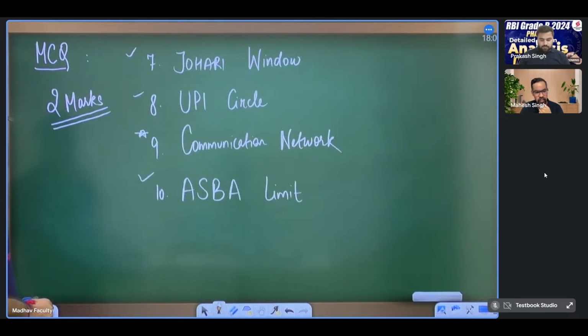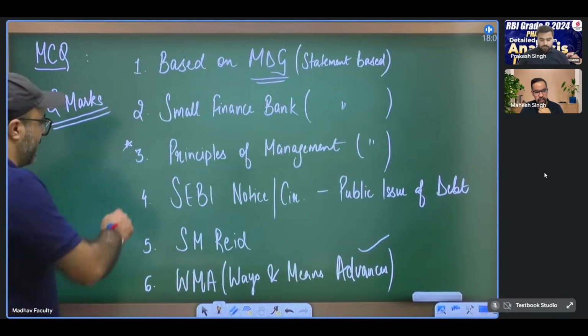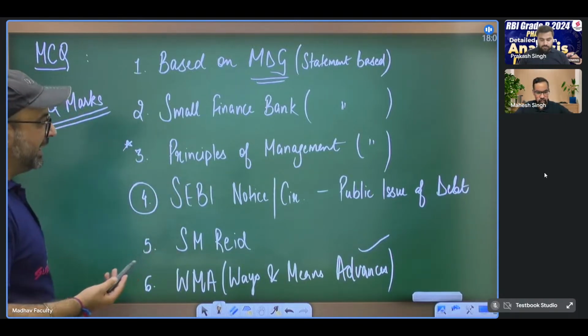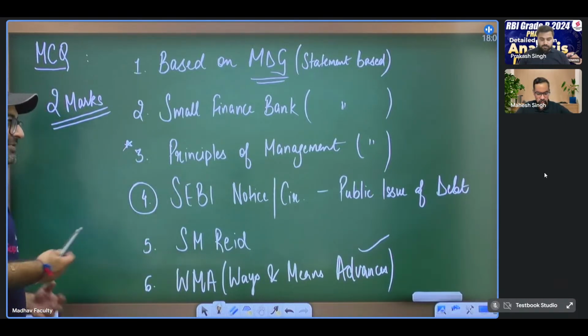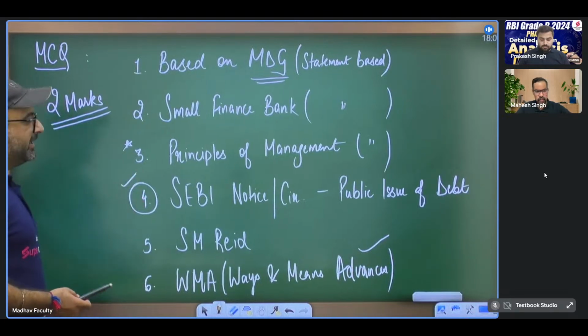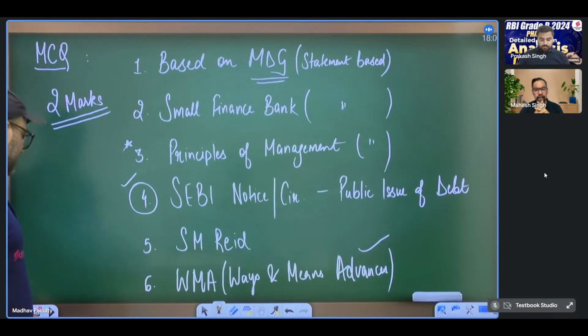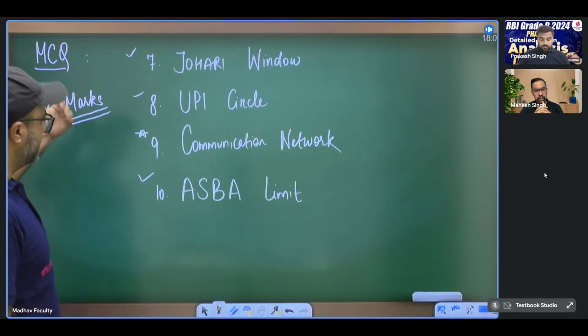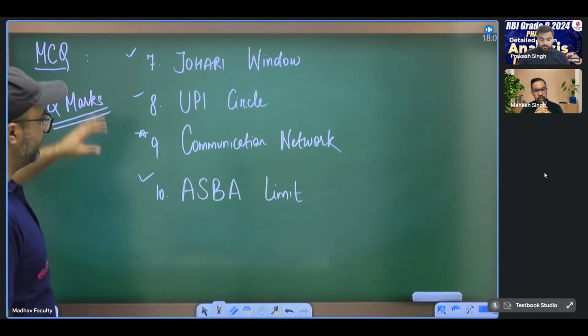And moving ahead, till now, we have not got any input that a question was based on RBI notice, notification, press release, or something like that. But surprisingly, there was a question related to SEBI circular, that is public issue of debt. Then there is a question on UPI circle. Again, I would say it's a finance current affair based question.